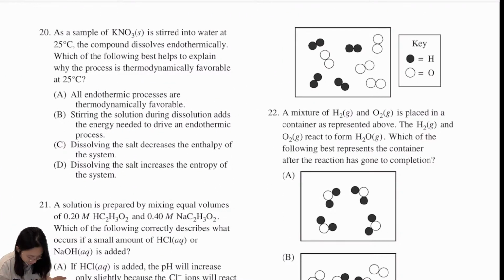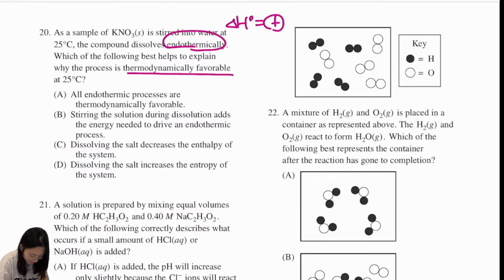Okay, so question number 20. As a sample of solid potassium nitrate is stirred into water at 25, the compound dissolves endothermically, which means delta H is a positive value. Which of the following best helps to explain why the process is thermodynamically favorable at 25?